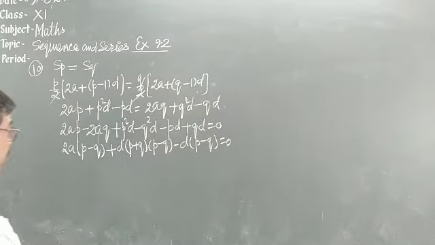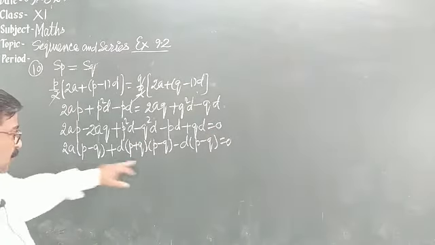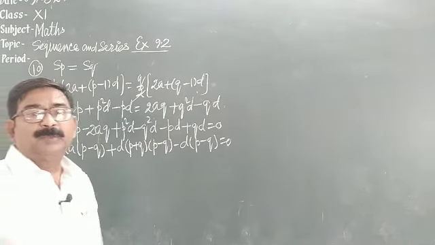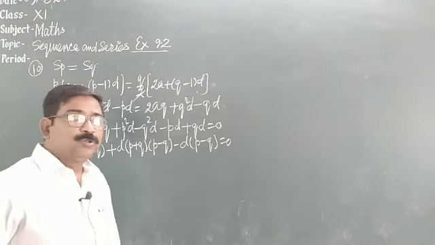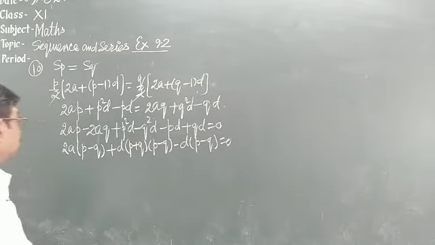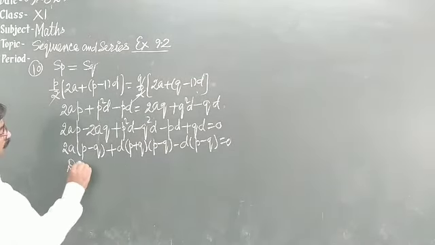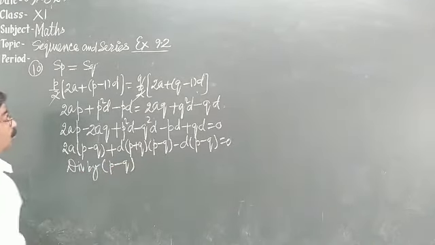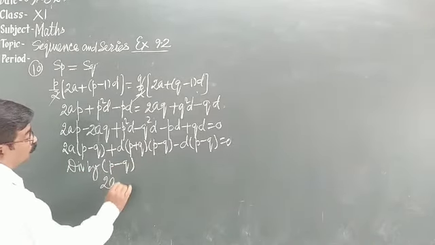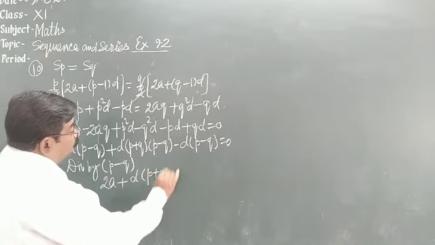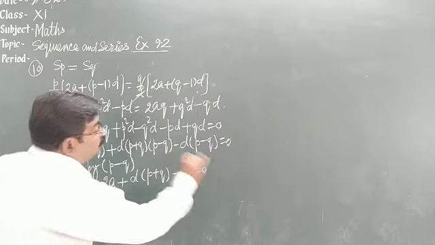See the expression. Here we have P minus Q. In this term we have P minus Q. In this term we have P minus Q. Means P minus Q is everywhere. So P minus Q we can divide or we can take common. So we write divided by P minus Q. So what do we have? 2A plus D times of P plus Q minus D is equal to 0.